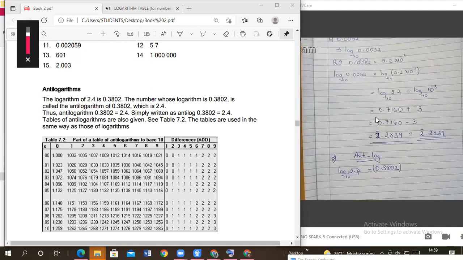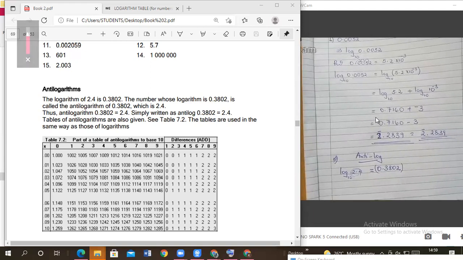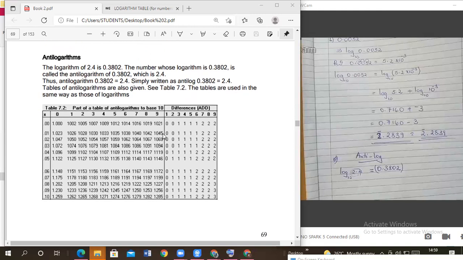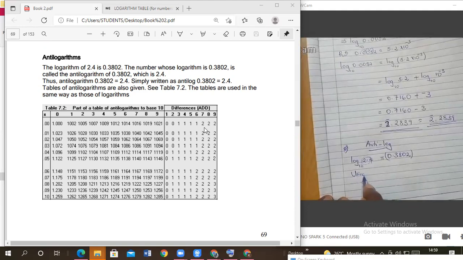Are you together, members? Yes. You are getting what is called the anti-log. So how do you get the anti-log? We can also use the log table, but I've not put the table for anti-log here, okay? But from the calculator, using the calculator.